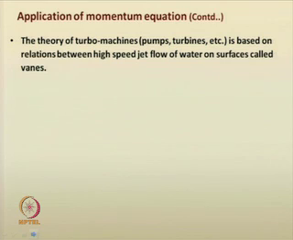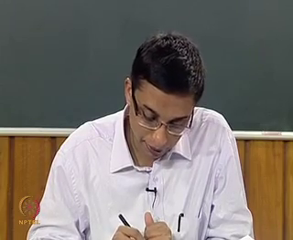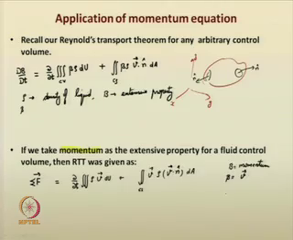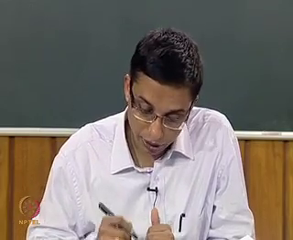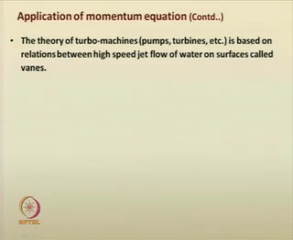So, the same momentum equation, let us try to elaborate it. The theory of the turbo machines, that is pumps, is based on the relationships between high speed jet flow of water on surfaces called vanes. What we want to suggest is, in the previous case we wrote this momentum equation. How are we now going to apply it for turbo machines? For that you need to understand the theory. The theory of turbo machines, that is high speed jet flow of water on surfaces called vanes, means the plane.